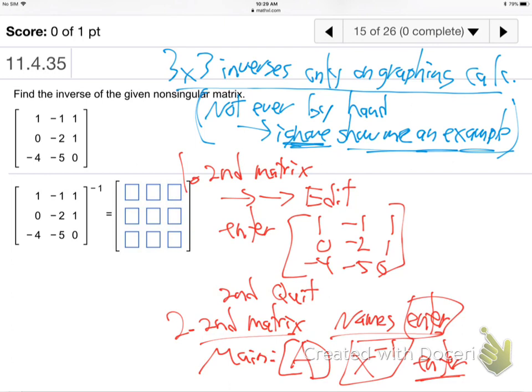So I'll do it on the thing here. Go to matrix, go over to edit, matrix A. This is a 3x3, and 1, -1, 1, 0, -2, 1, -4, -5, 0. So put it in, second quit, second matrix again, name it, call it forth. At this point I'm going to hit this X to the -1 button, right? Which is the matrix button on the TI anyway. So matrix A to the inverse, enter, there it is. There is the inverse matrix.